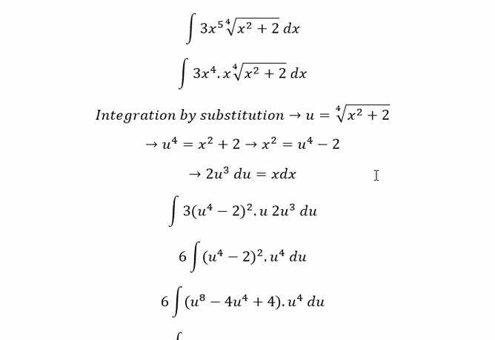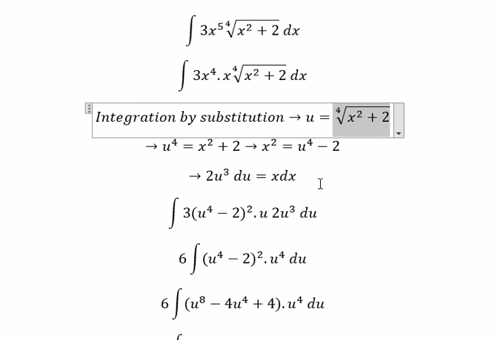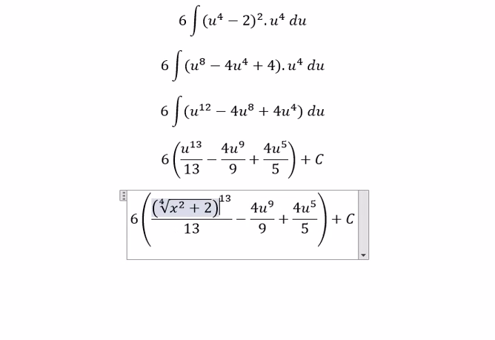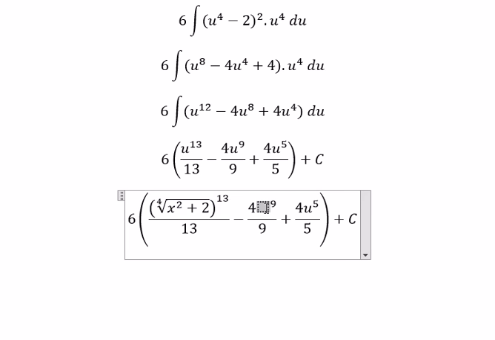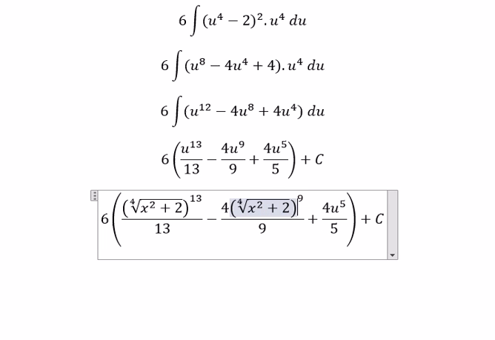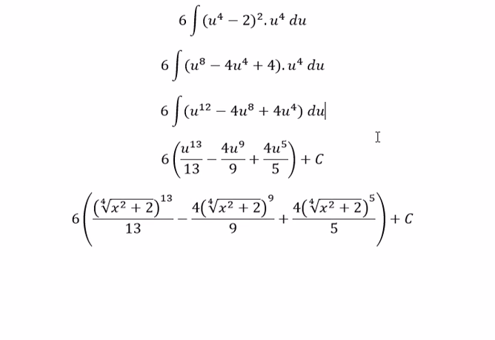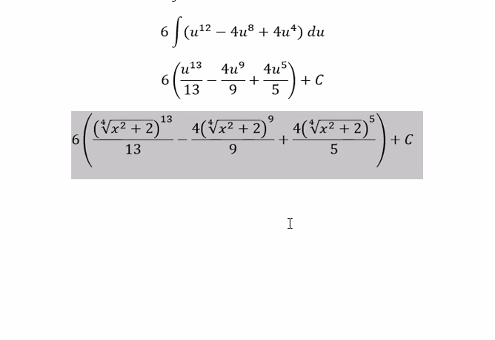For u, we need to change back to this one. And this is the final answer.